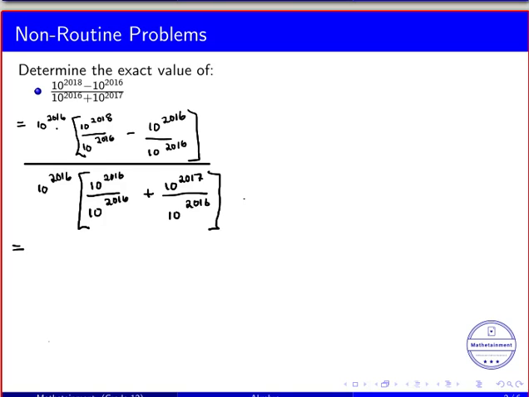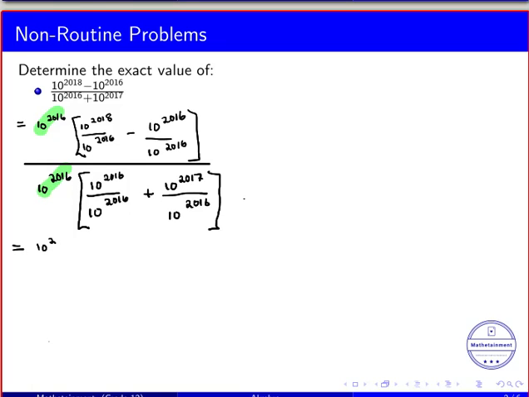Your next step. Before moving to your next step, you can see that this and this cancel. You are left with this expression. Using laws of exponents, these two powers have the same base, so you have to subtract their exponents. So 10^2018 over 10^2016 is the same as 10^(2018 minus 2016). What is left here is 10 to the power 2.